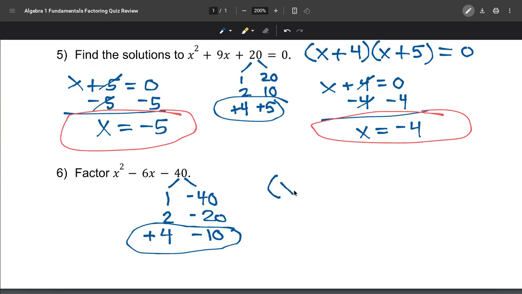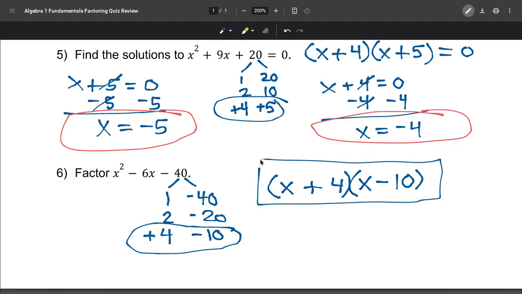And I'm going to write my factored form as x plus 4 times x minus 10. And there we go.